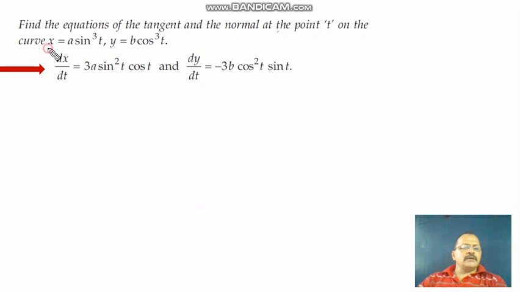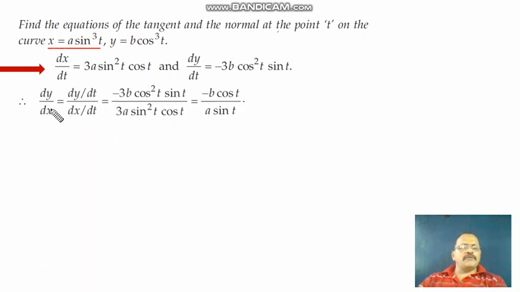X is given as a sin cube t, therefore dx by dt, using chain rule, is 3a sin square t into the derivative of sin t, which is cos t. Y is equal to b cos cube t. Its derivative with respect to t, dy by dt, is equal to 3b cos square t into the derivative of cos t, which is minus sin t. Therefore dy by dt is minus 3b cos square t into sin t.